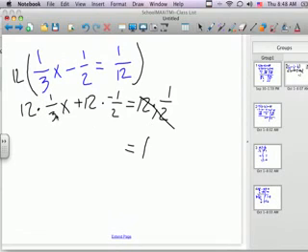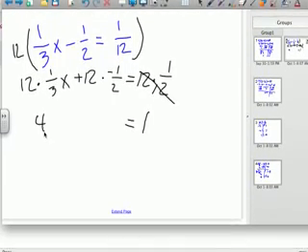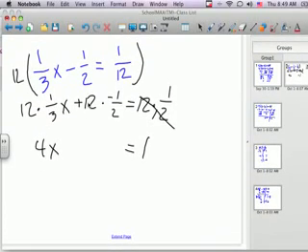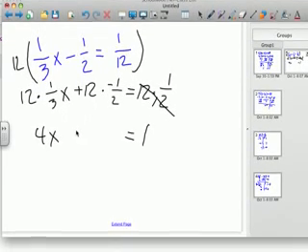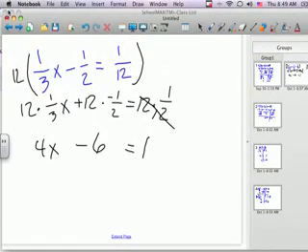Now, what if the whole number and the denominator don't match? That's okay. It means I'm going to do some multiplication and some division. I'm always going to multiply the whole number and the numerator, that's the top number. And then I'm always going to divide by the denominator, your bottom number. So let's see. 12 times 1 is 12, and 12 divided by 3 is 4. So I have 4x. 12 times negative 1 is negative 12, and negative 12 divided by 2 is negative 6. There. Now I have all whole numbers.